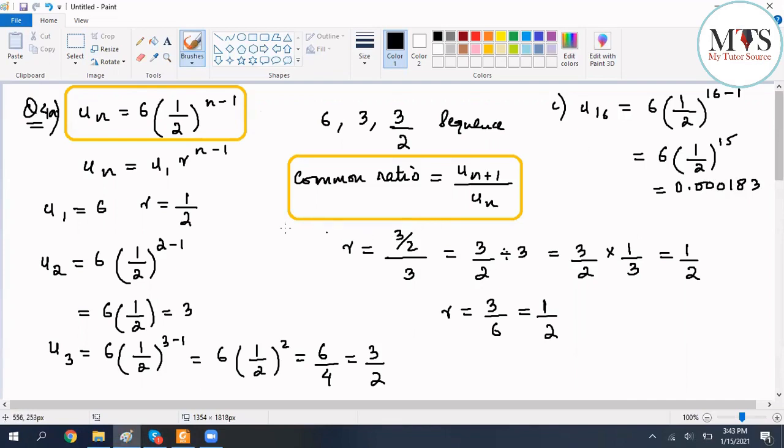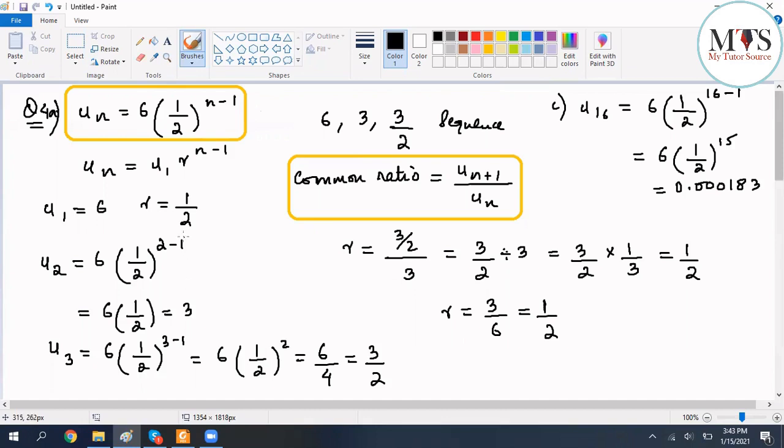Let's do a quick recap of this question. The first part was to prove whether the series is geometric or not. They had given you the nth term, and we identified that u1 is 6 and r is 1 over 2 from the formula. Then we found the second and third terms and used them to find the common ratio. Between u3 and u2, the common ratio was 1 over 2, and between u2 and u1, it was once again 1 over 2, the same as in the question. So the series was geometric.